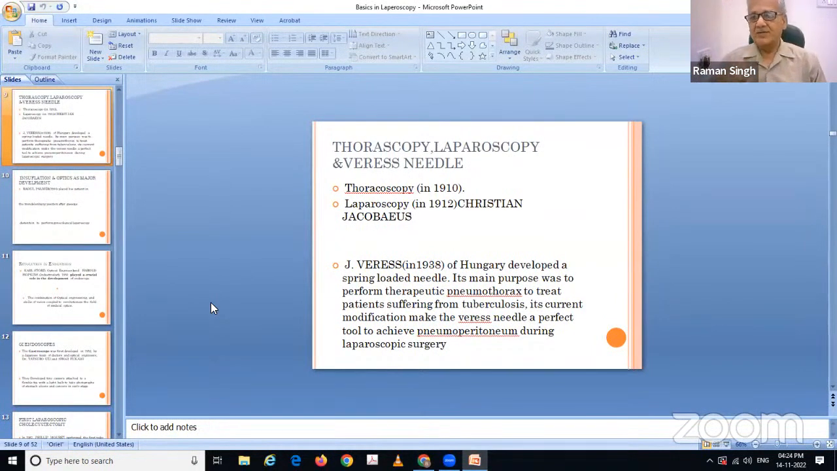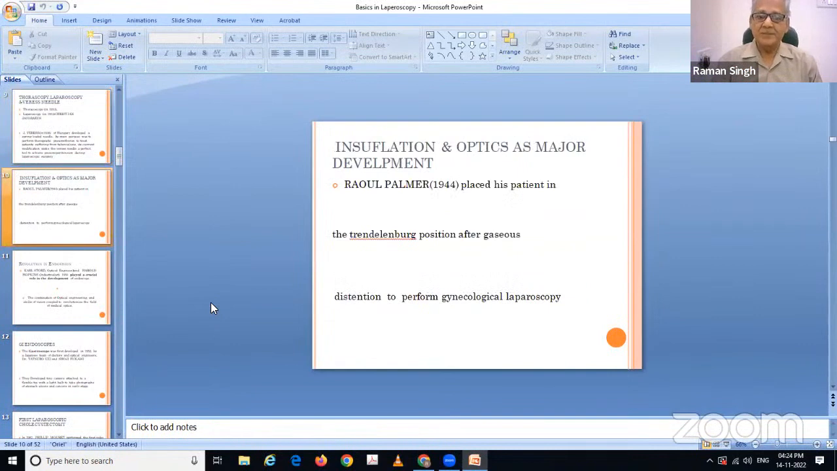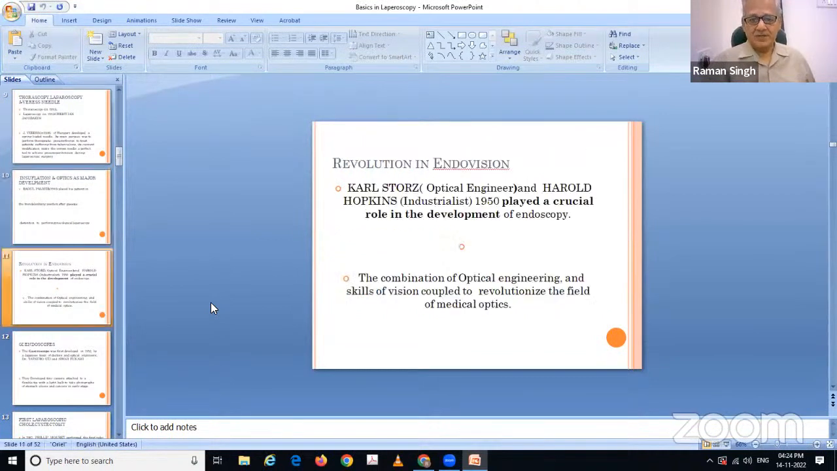Even today it is a very essential instrument, because without it we cannot perform laparoscopic surgery. The first step in laparoscopic surgery is to create a pneumoperitoneum, and this needle helps to create it. So this instrument is very important. After that, Robert Palmer in 1944 placed his patient in Trendelenburg position after gaseous distension with the help of the Veress needle and did gynecological laparoscopy.